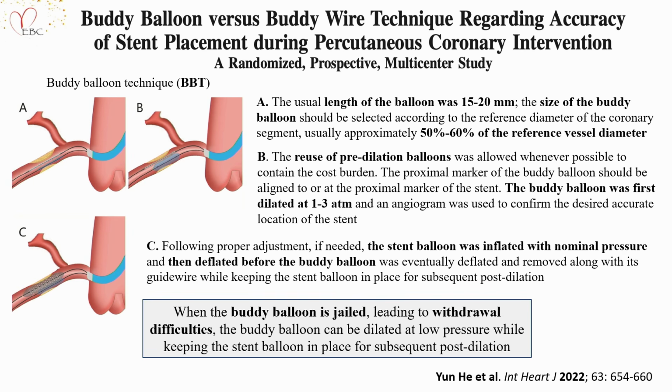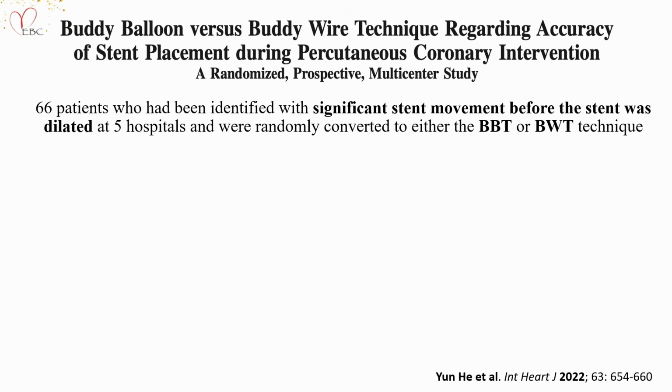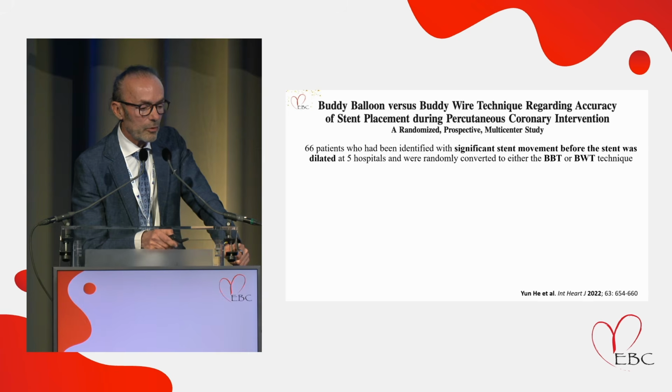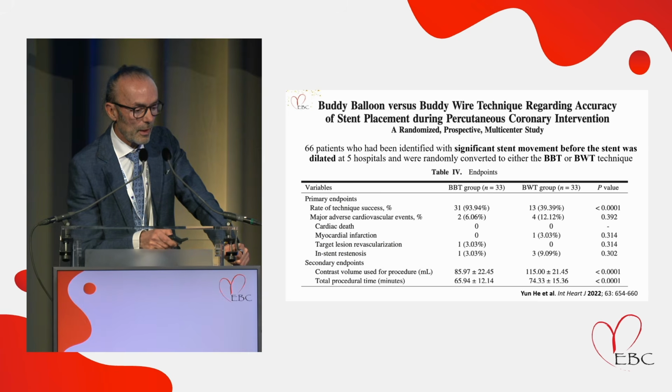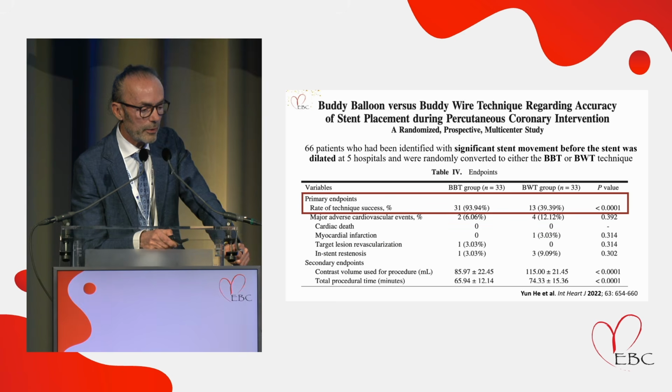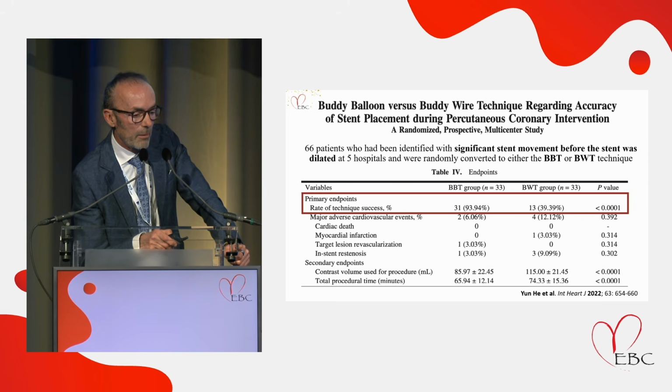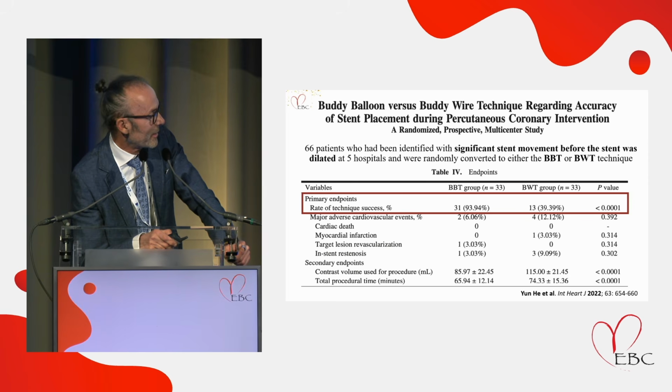balloon. And this is the result, 66 patients who had been identified with significant stent movement, 3 millimeter going through, at 5 hospitals, randomly assigned to body balloon or body wire. This is the endpoint, and the endpoint reached 93%, 94% of success with the body balloon versus 39%. So body wire is not useful.